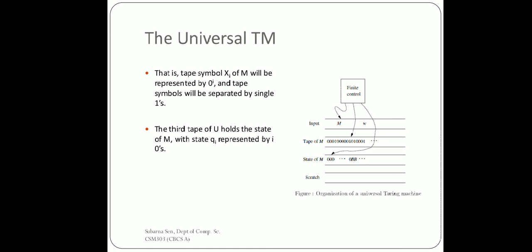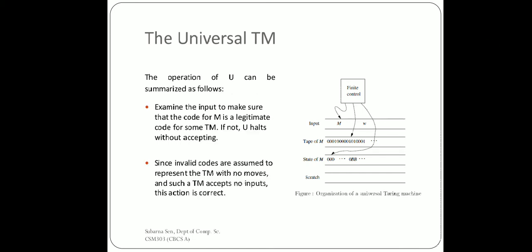So if you remember how we represented a state, say we had a state, namely Q1. How did we represent it? We represented it by 1, that means one 0, right? If we had Q2, we represented it by 2 zeros. If it is Q3, we represented it by 3 zeros, and so on. So this was the fashion we used. Now the operation of U can be summarized as follows.